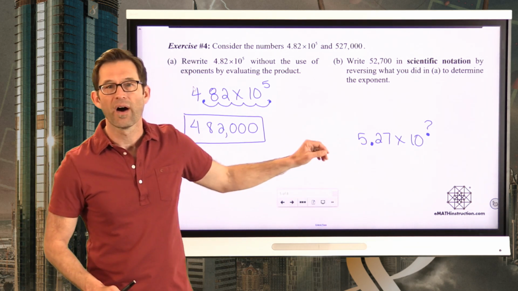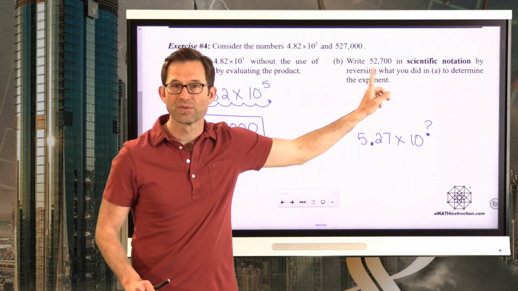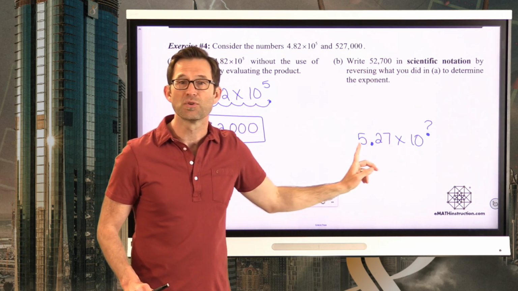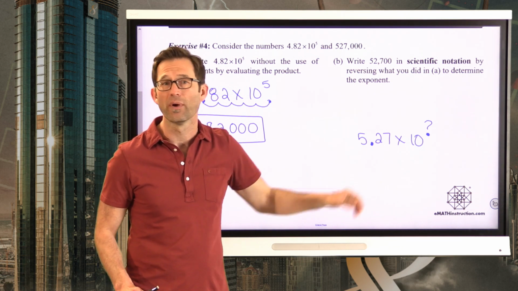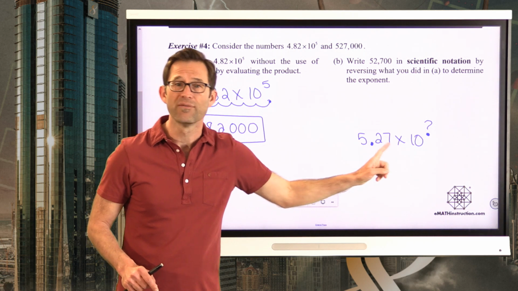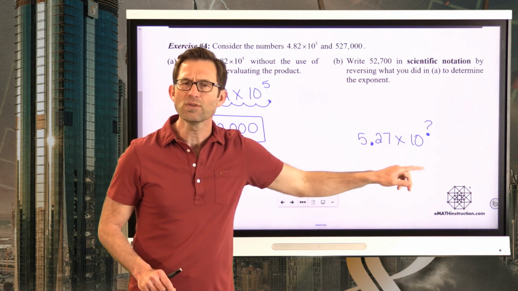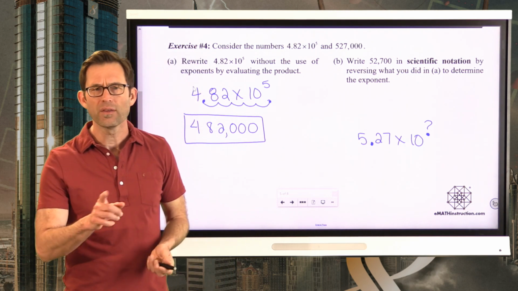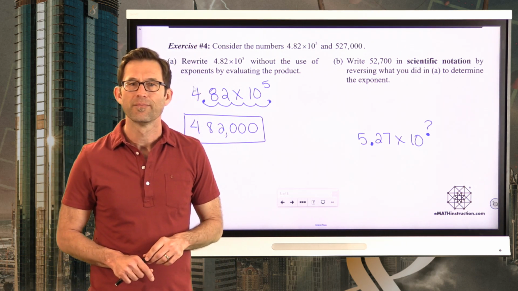How do I know it's 5.27? Well, we have 527, so we've got to have those digits, and the number that's between 1 and 10 is going to be 5.27. If I had 52.7, that wouldn't be between 1 and 10. If I had 0.527, that wouldn't be between 1 and 10. So the question is, what should the exponent be? I'd like you to pause the video now and play around a little bit with that.